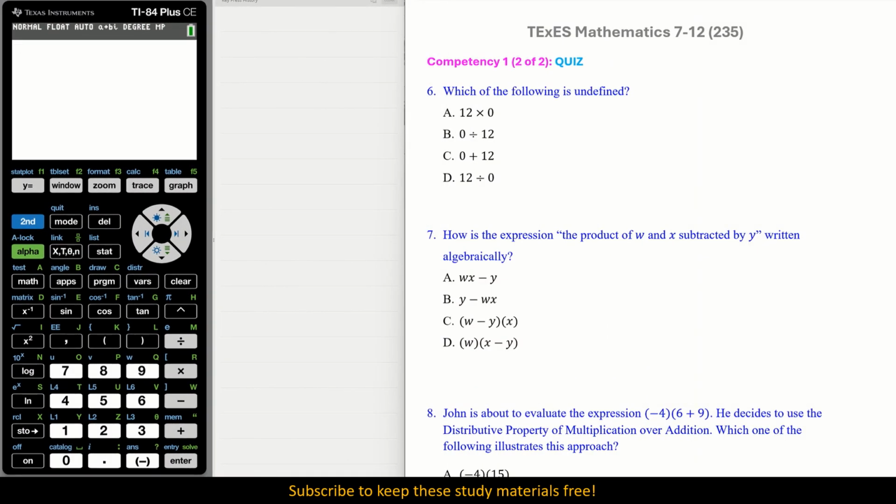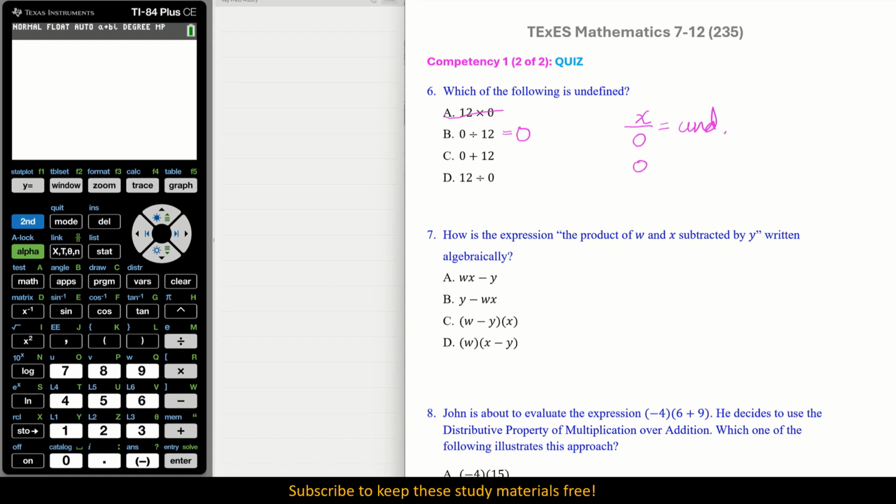Number 6, which of the following is undefined? Undefined generally means that you're going to take some value and divide by 0, okay? So that's going to involve division. Well, right off we see A is not an option because it's multiplying. B, we do have division. However, if we take 0 and divide it by 12, that'll be 0.